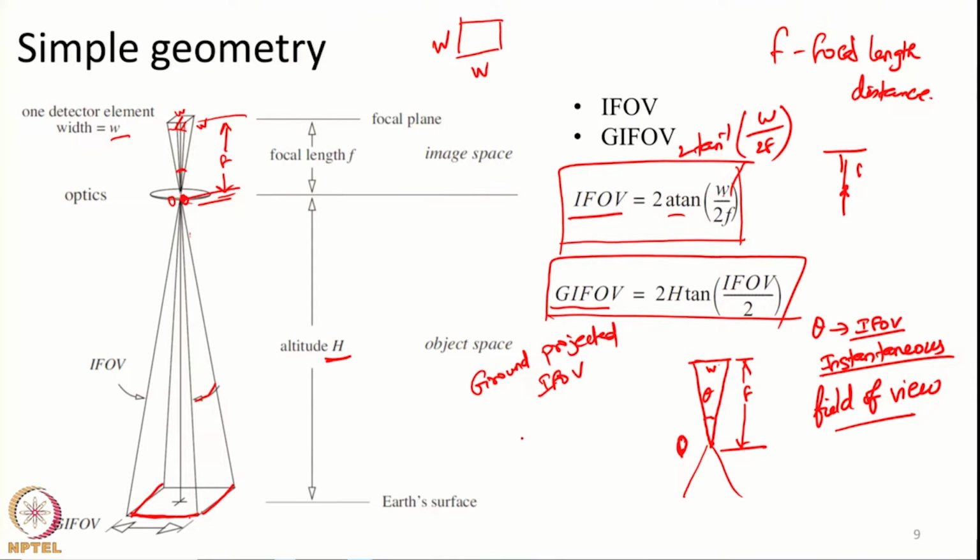So, for that particular corresponding IFOV, if you multiply with the orbital height, you will be able to determine the ground area or distance on the ground covered by that small detector element with a width of W. If the width is W in one direction, a corresponding distance will be covered on the ground based on the orbital height. Similarly, there will be another width W in this direction.